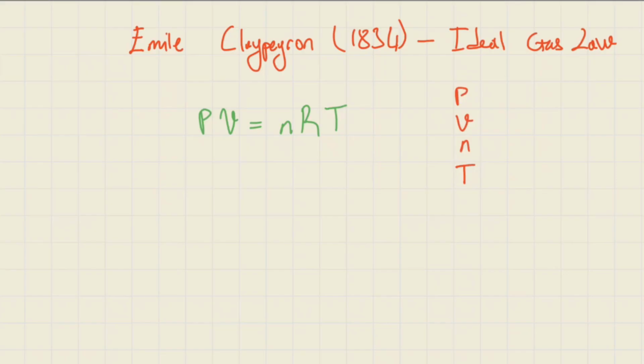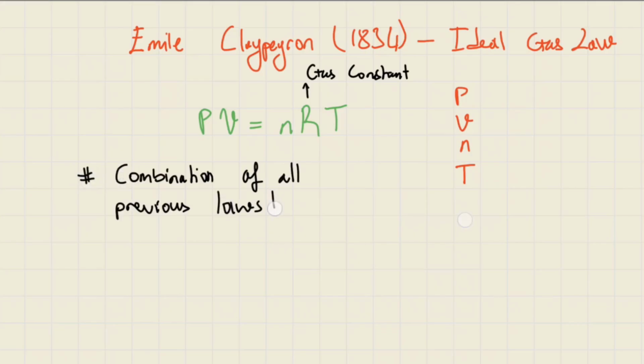P is the pressure, V is the volume, n is the amount of gas, and T is the temperature, but R is the gas constant. So R is the gas constant, and there are many different units of R. So this ideal gas law is a combination of all the previous laws. This is important.